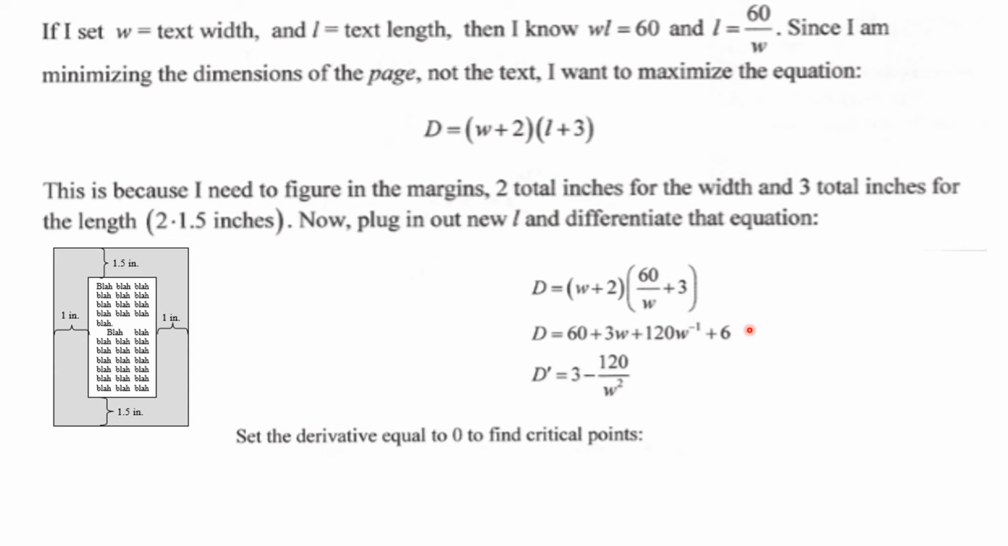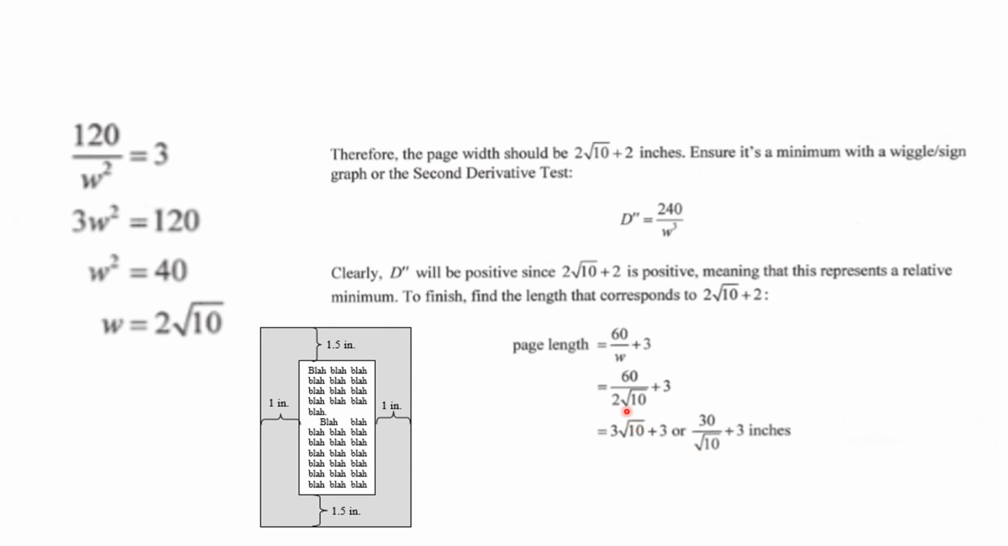We'll take the derivative with respect to W in this case, and we're going to set that equal to 0. So the derivative with respect to W is this expression, and we're going to set that equal to 0 to find the critical points. If we set that equal to 0, we will find that W has to be 2 times the square root of 10. So therefore, the page width should be 2 square root of 10 plus 2, because that was the width that we have.